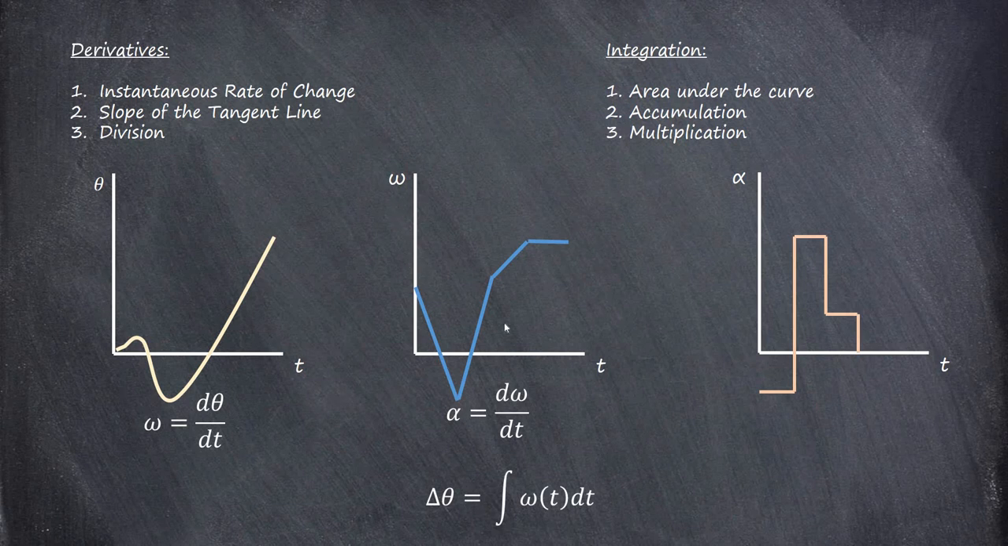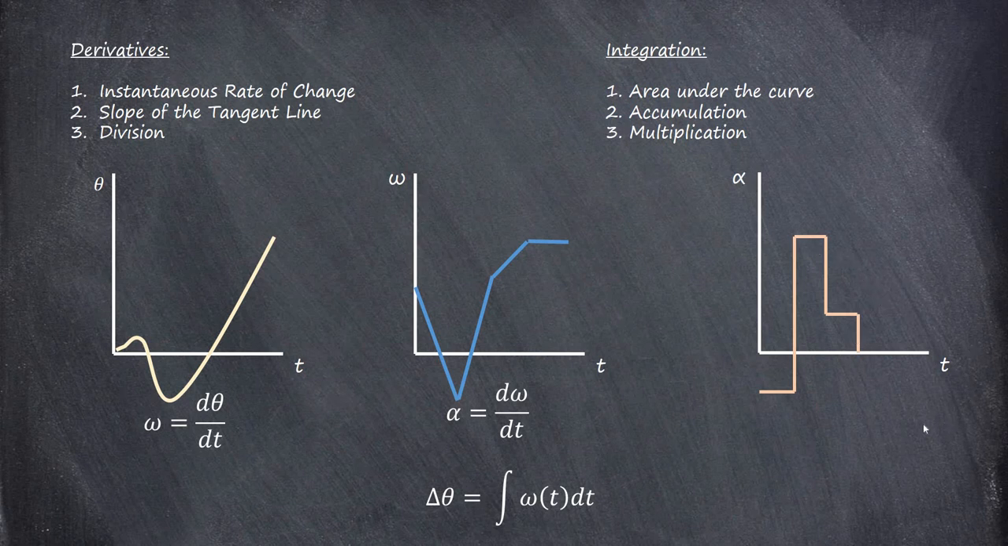And for omega versus time graph, we all know that the slope is just the angular acceleration, d omega dt, and delta phi is the integral of omega t dt. So the area under this curve is just the change in angular position or the displacement.